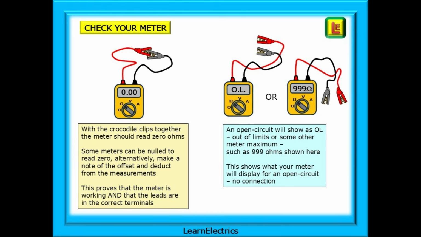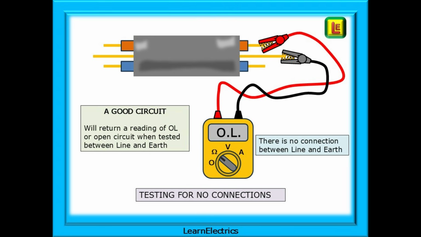Separate the crocodile clips and an open circuit will show as OL, out of limits, or some other meter maximum, such as 999 ohms as shown here. This shows what your meter will display for an open circuit, no connection. When testing a cable, any wiring that is separated from the circuit, a good result will return a reading of OL or open circuit when we test between any two separate conductors, and we've tested between line and earth in this case. This is showing that there is no electrical connection between line and earth, which is what we want.